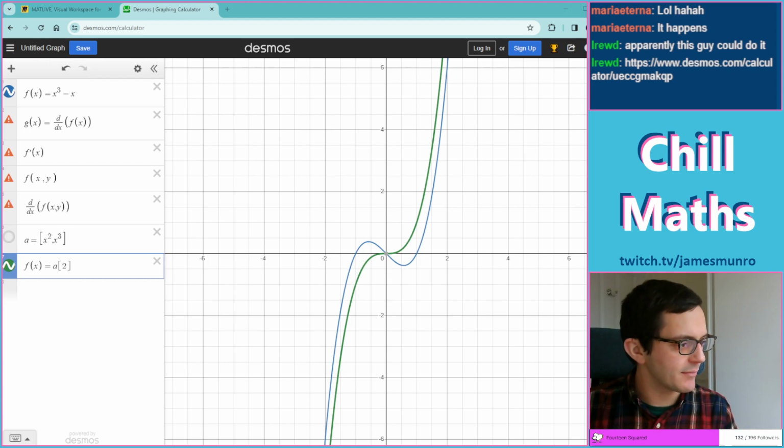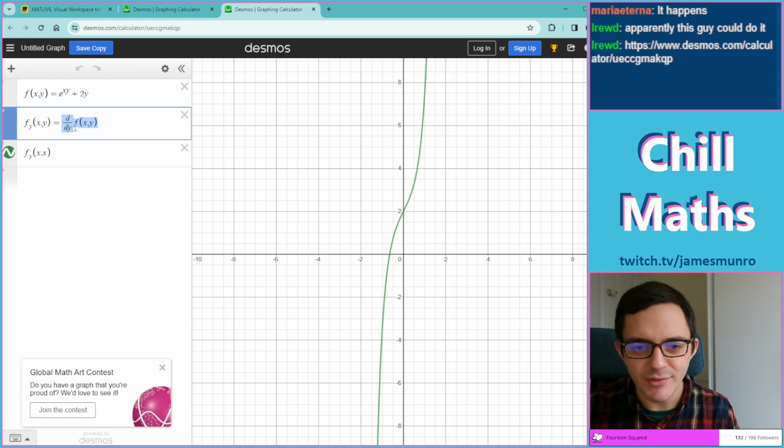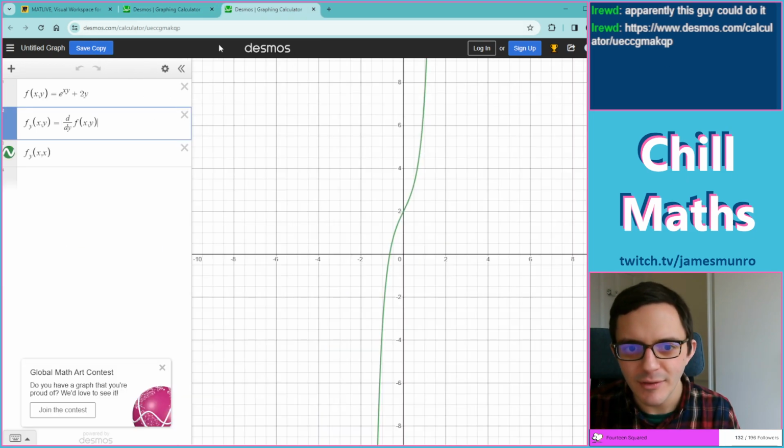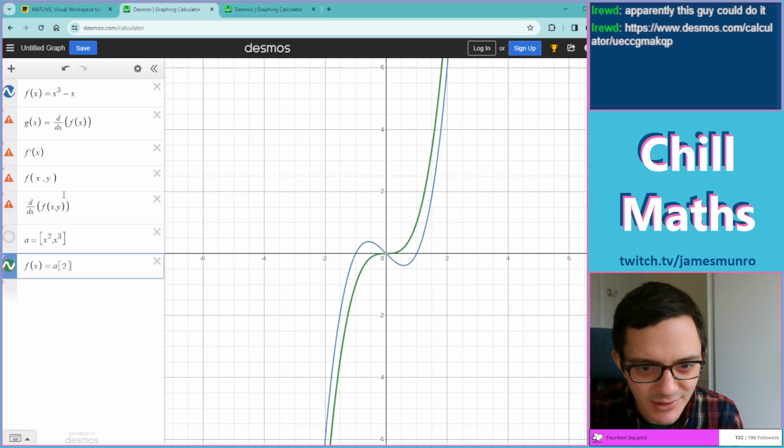Wait, this is great. Okay. This is the Desmos thing that I've been showing. But someone's just gone for a dy/dx. Someone's gone straight for dy/dx. Does that just work? You could just differentiate things. They've got a function of two variables and Desmos has not complained at them.